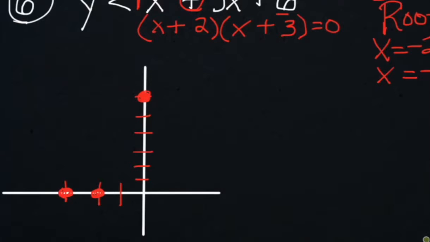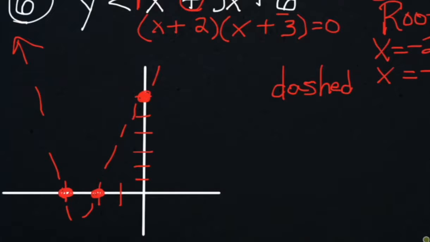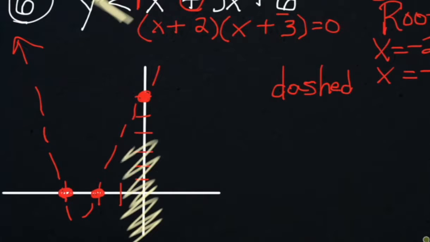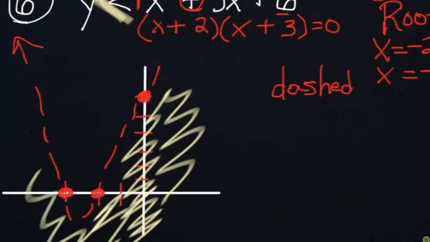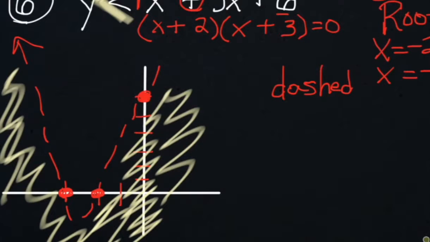Now, let's determine what kind of line we draw. Is this a solid or a dash? This is a dash. How do we know it's dashed? Because it doesn't have the equal to. So we come in and draw our curve, dashed, through our roots and our y-intercept. Now we have to shade. My inequality symbol is less than. Less than shades at the bottom of the y-axis. So find the bottom of the y-axis and shade. In this case, the bottom is outside of my parabola.